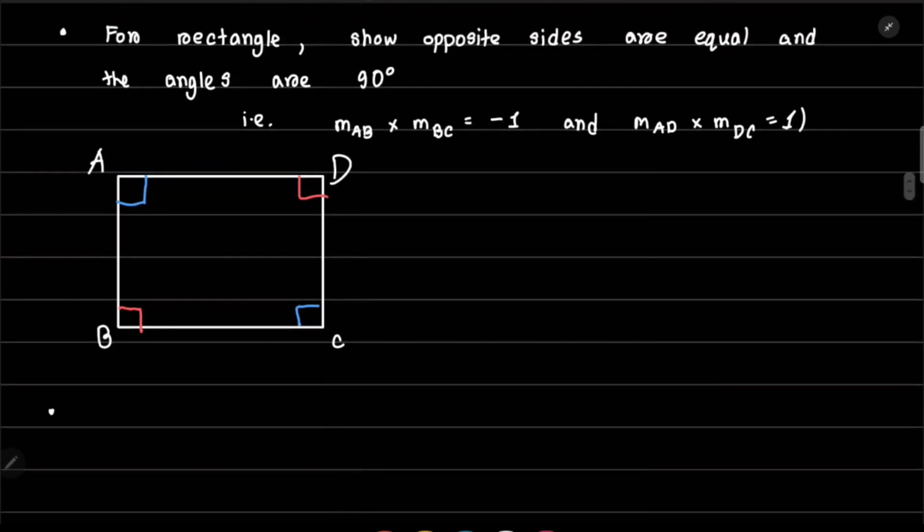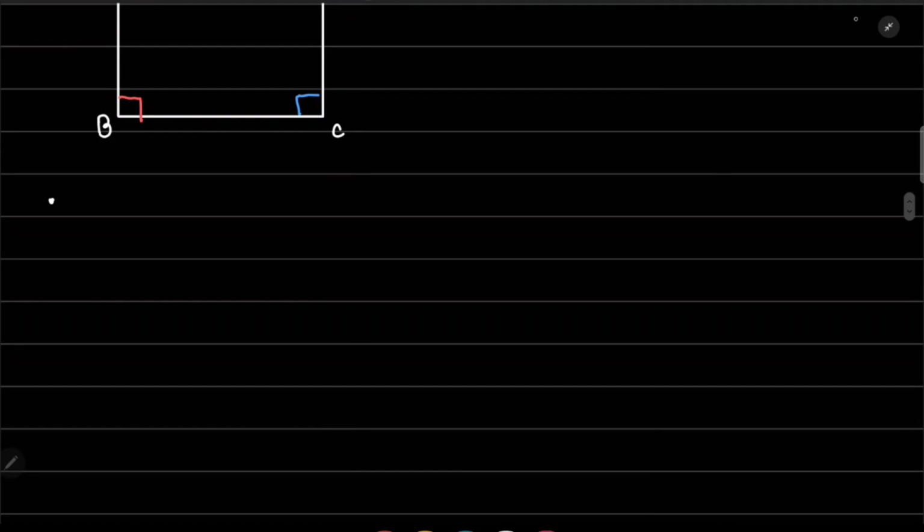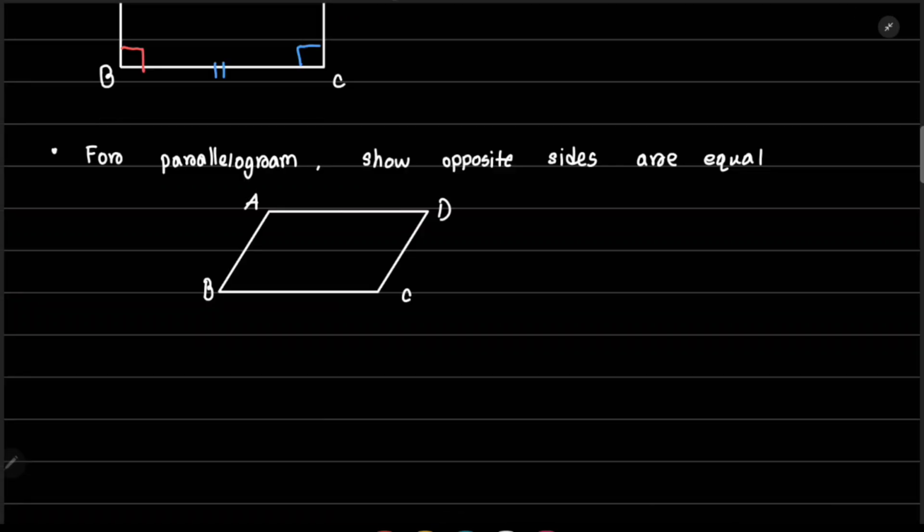Now we can also have to show a parallelogram. So for a parallelogram, it is just like a rectangle, but we don't have to show that the angle is 90 degrees. I just have to show that opposite sides are equal. So AD and BC will be equal to each other, and AB and CD will be equal to each other.